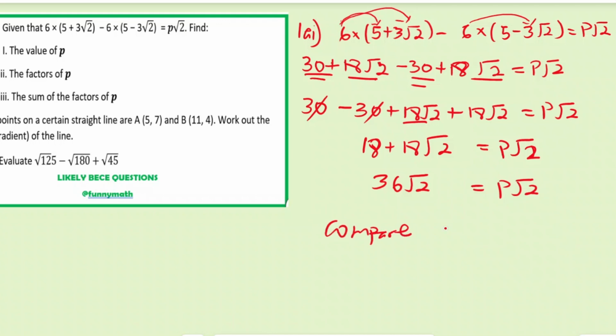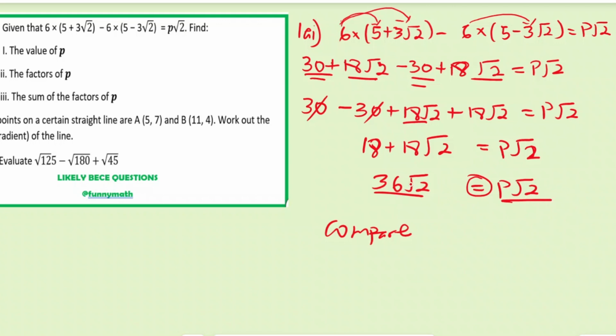So we compare. Now, when we say equal to, it means this side is the same as this side. You have to know the meaning of the equal sign. I've been saying that the equal sign doesn't give an answer, but it shows that this side is equal to this side. It's the same as this side. So if this side is the same as this side, then everything that we have here should be the same as this one.